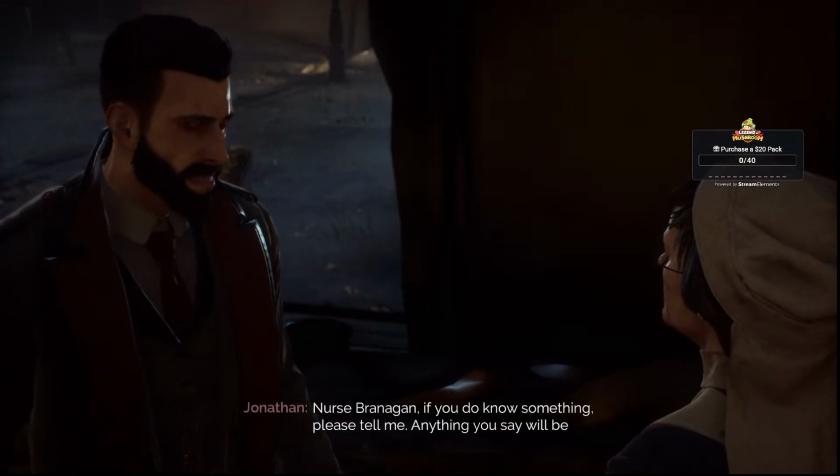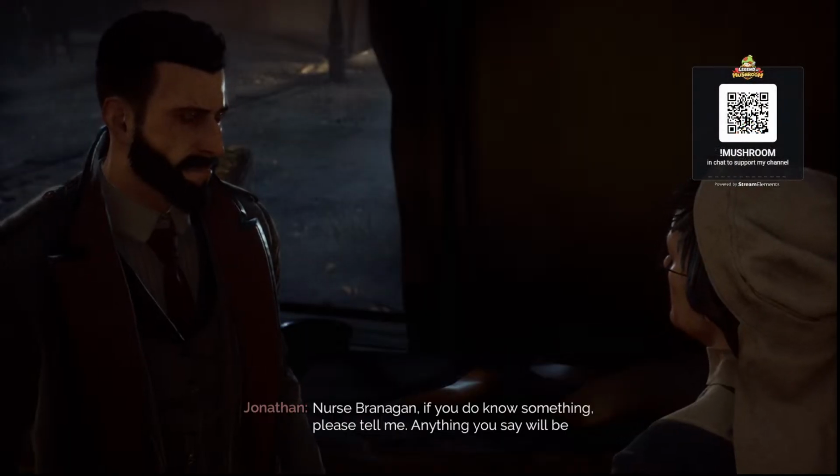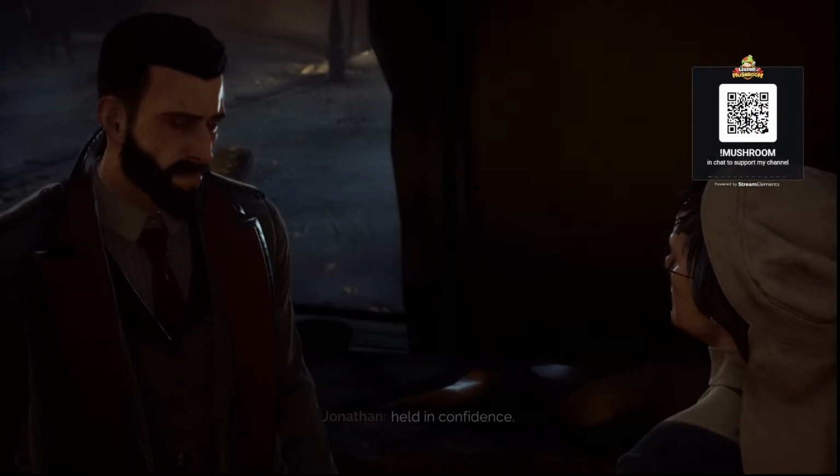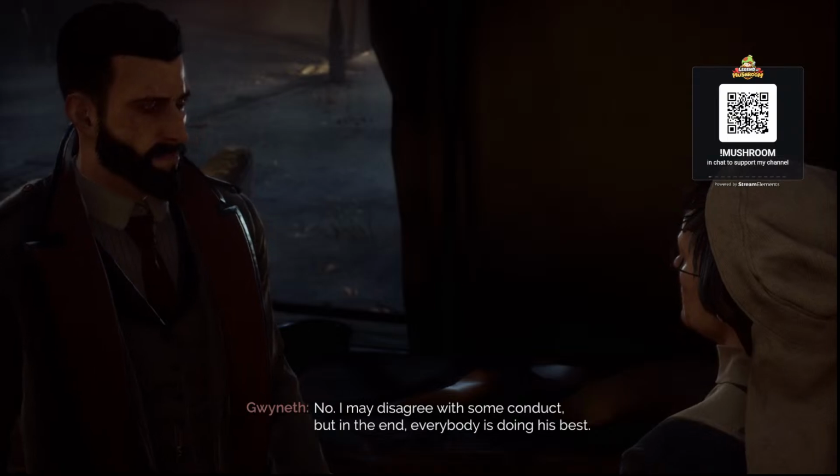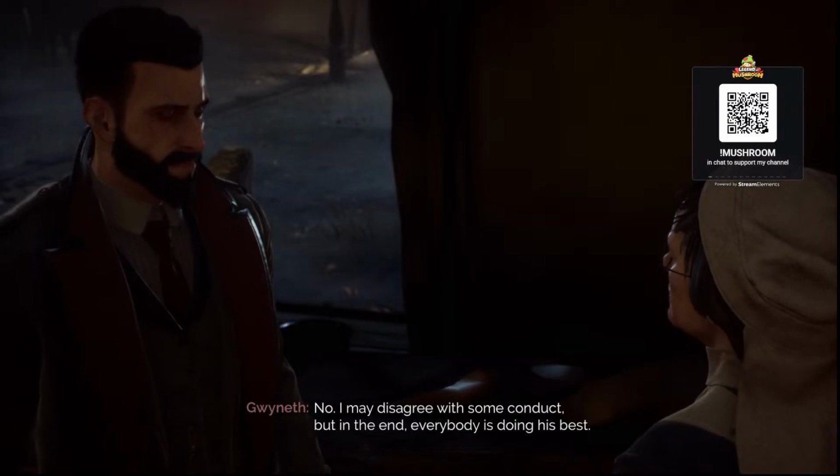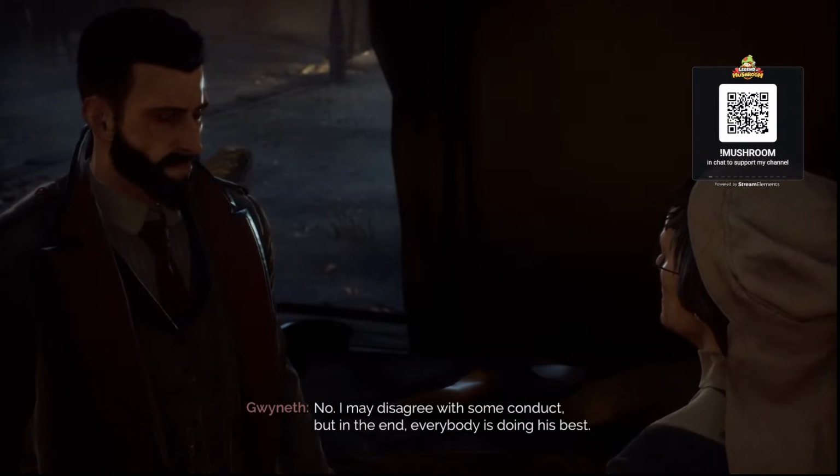Speak up! Nurse Brannigan, if you do know something, please tell me. Anything you say will be held in confidence. No. I may disagree with some conduct, but in the end, everybody is doing their best.